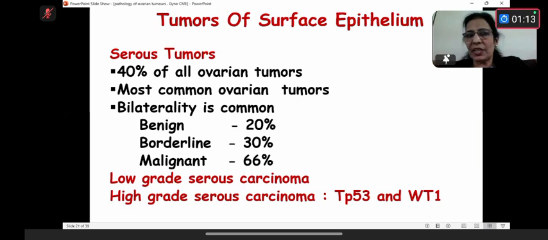And like our previous speaker has said, these are the most important tumors, and among malignant tumors, bilaterality is common in high-grade serous carcinomas, to the extent of two-thirds of these cases being bilateral. The high-grade serous tumors will show p53 mutations and WT1 mutations. Immunohistochemistry is available for both of these. You may not need to go in for molecular study, and we usually use IHC surrogates for classifying low-grade versus high-grade serous carcinomas by doing immunohistochemistry for p53 and WT1. So these are the two important things that we always look out for.